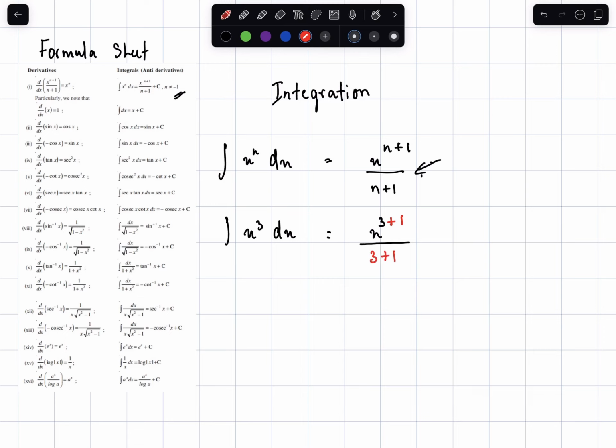So the red is basically what we've added. You can compare the two sides. This and this remain the same. All we've done is add 1 to the power, and place 3 plus 1 in the denominator. So what does this become? x raised to the power 4 divided by 4. As simple as that.